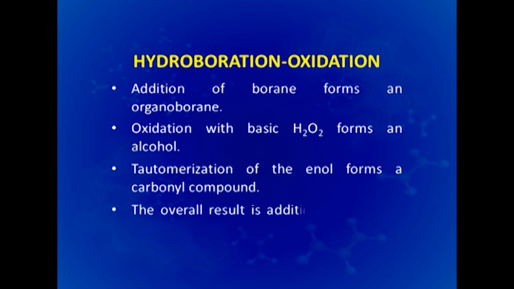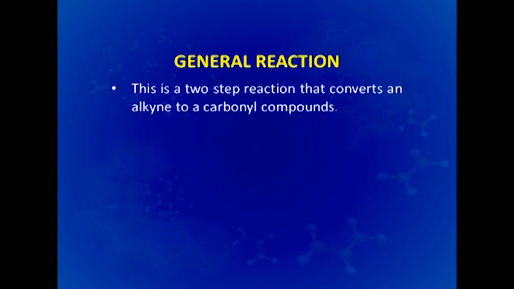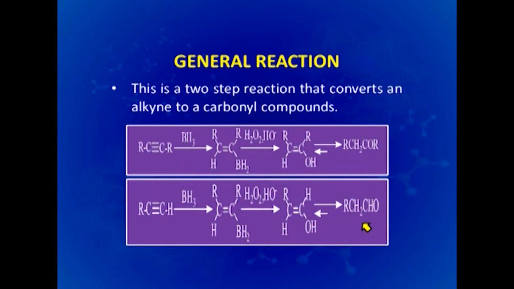The overall result is the addition of water to a triple bond. This is a general reaction of hydroboration and oxidation. It is a two-step reaction that converts an alkyne to a carbonyl compound. The first step involves the addition of borane to form the boron complex, which on further oxidation gives rise to an enol, which tautomerizes to give rise to a ketone. So here, if it is an internal alkyne, it gives rise to a ketone. If it is a terminal alkyne, it gives rise to an aldehyde.